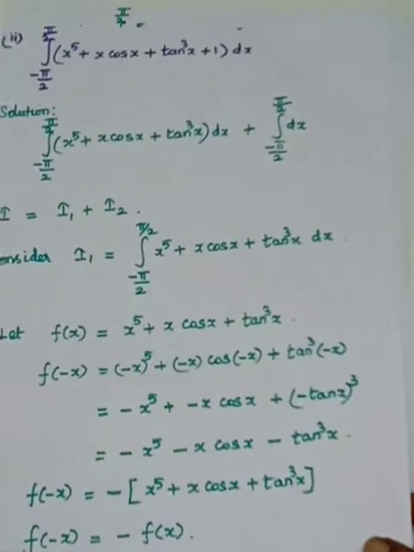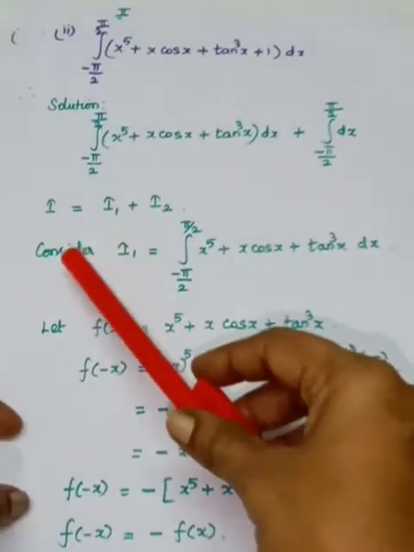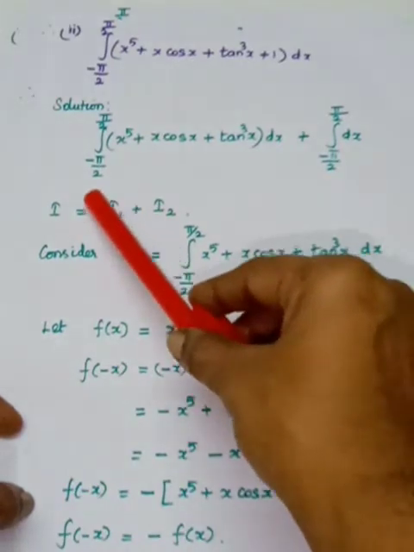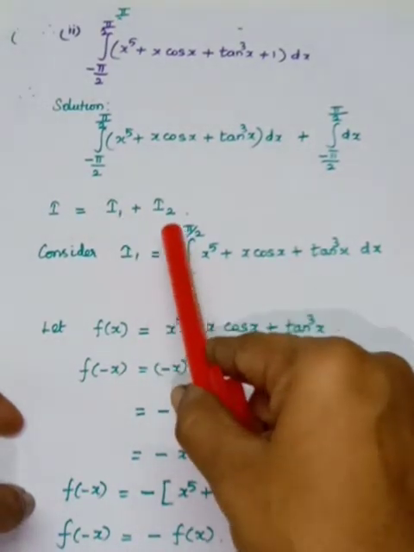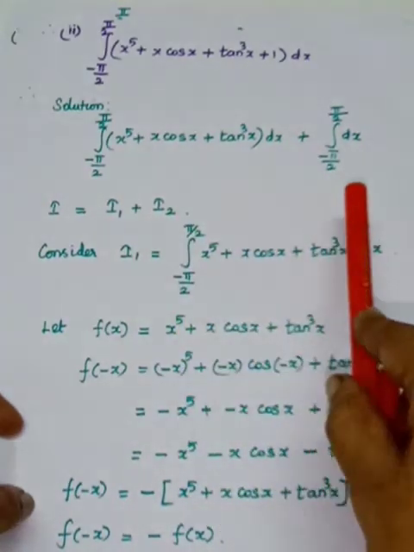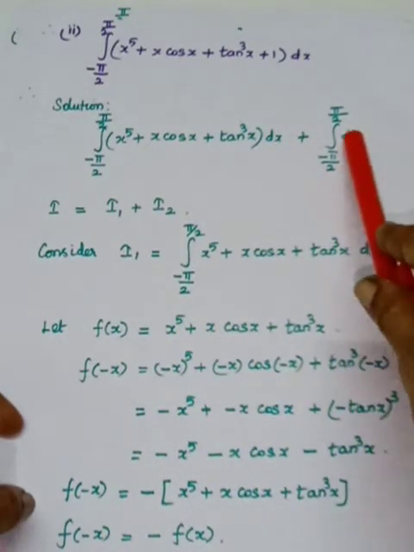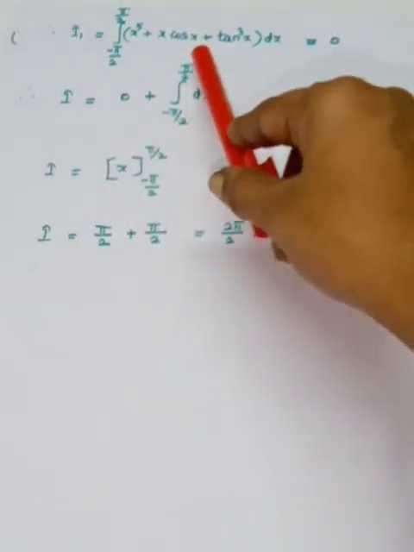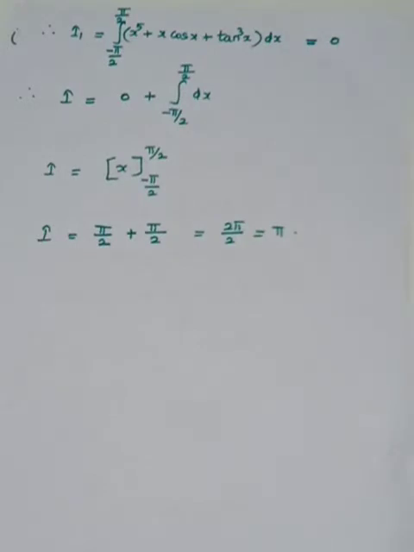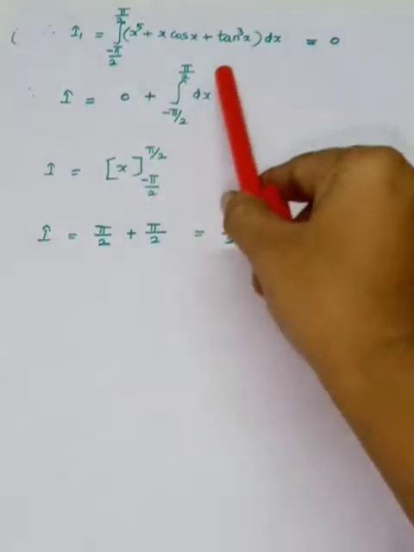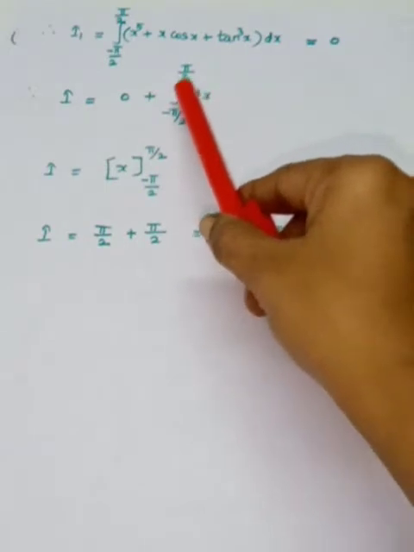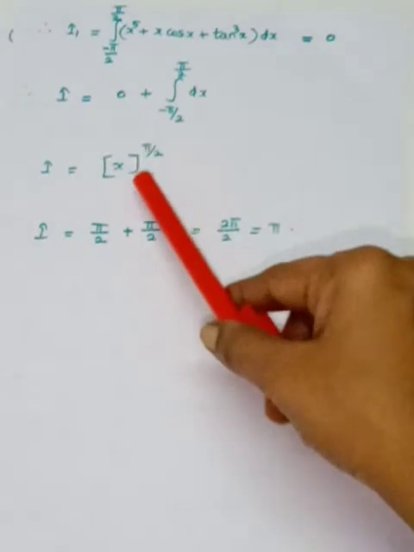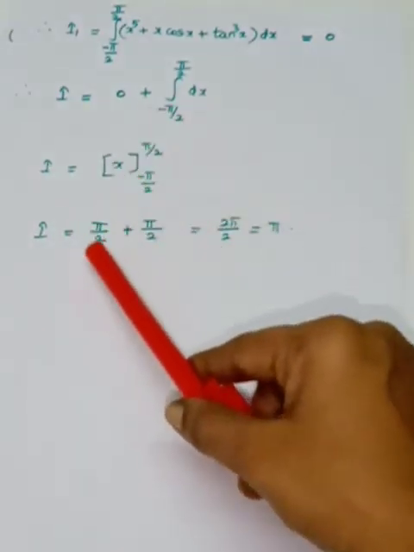Your problem we have written as I is equal to I1 plus I2. Just now we have evaluated I1. I1 value is 0. Next we have to go to I2. What is I2? It is the integral from minus pi by 2 to plus pi by 2 of dx. You consider 0 plus the integral from minus pi by 2 to plus pi by 2 of dx. First, you have to integrate dx. The integral of dx is x. So we have integrated. Then next step, you have to apply the limits.